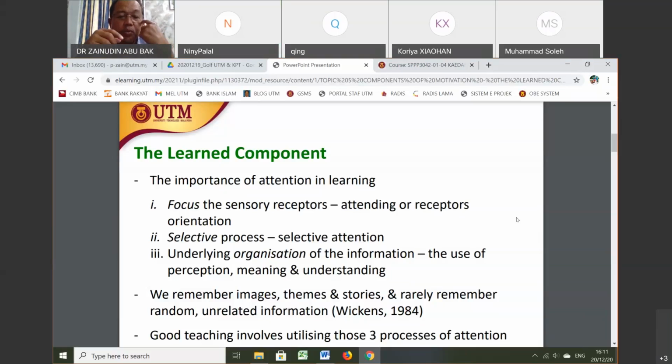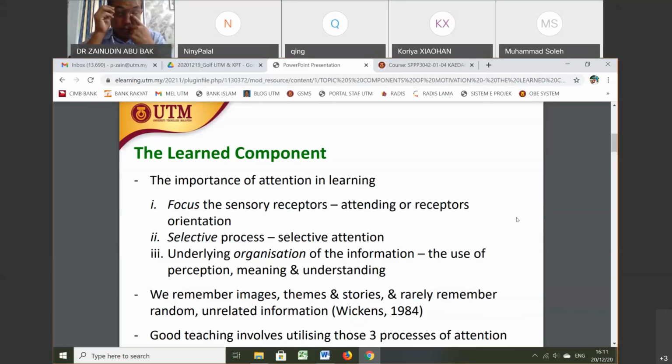And then number two, selective processes. Why do we say selective processes? There are different types of attention. Now we're talking about selective attention. Why? Because we select what to attend to. People always engage in this situation. They put in some effort and try to select what they should attend to.